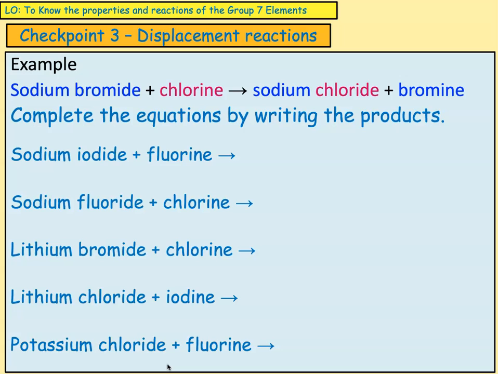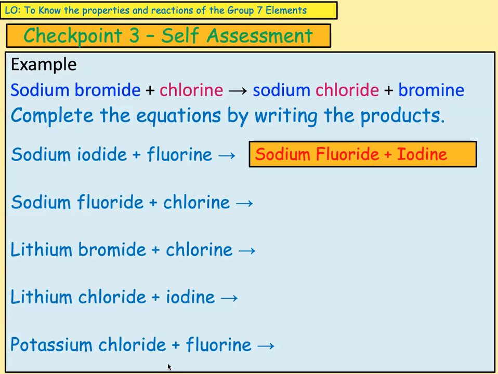Okay, so let's self-assess our work. Sodium iodide plus fluorine will give sodium fluoride plus iodine. That's because fluorine is more reactive than iodine. Sodium fluoride plus chlorine, that's no reaction because chlorine is less reactive than fluorine.